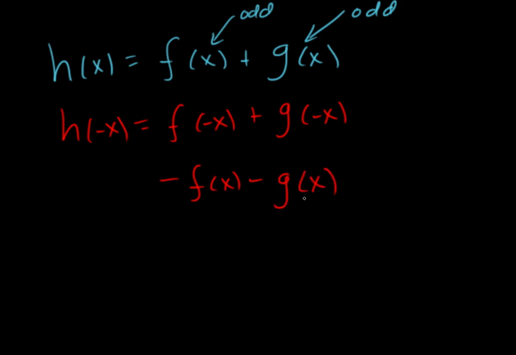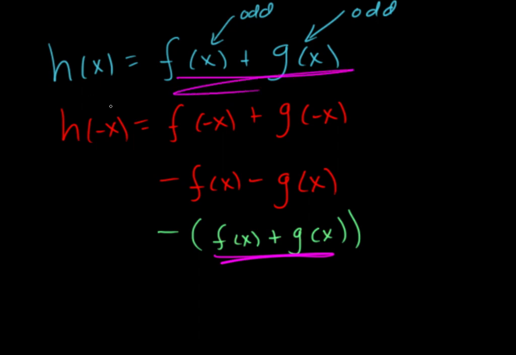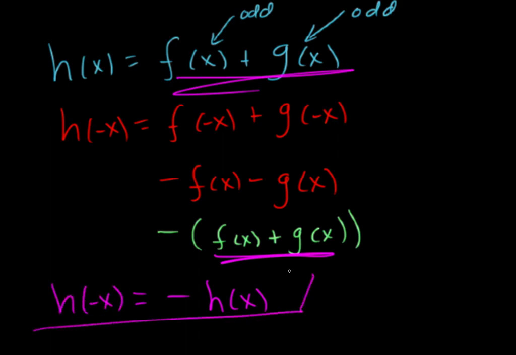Now, what we can do is we can factor out a negative. And what that tells us is that this is the same thing as negative h of x. Remember, the whole time this was h of negative x. And that is the definition of an odd function, and so we know that h of x must be odd.